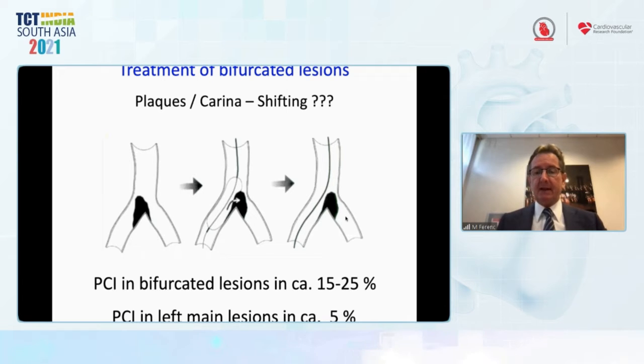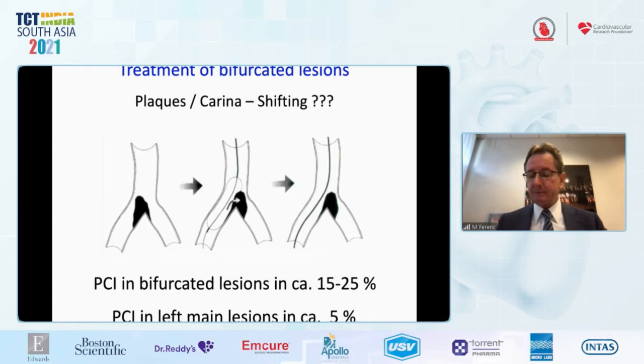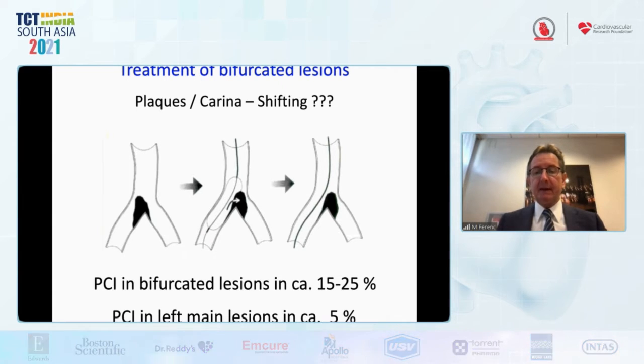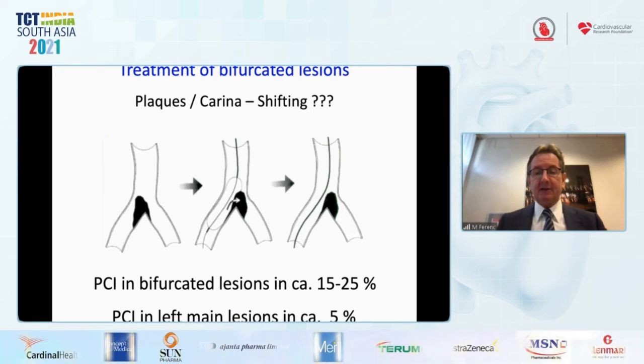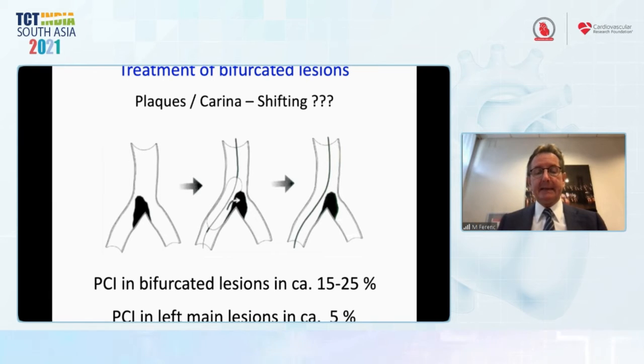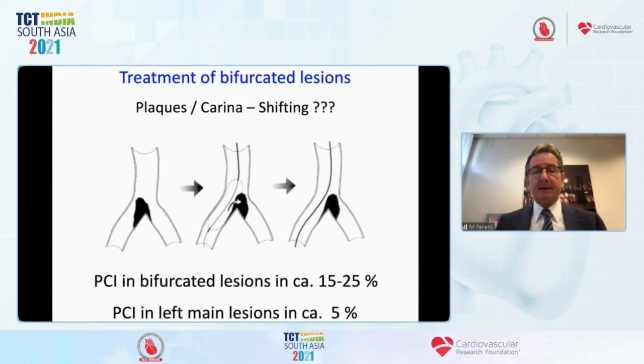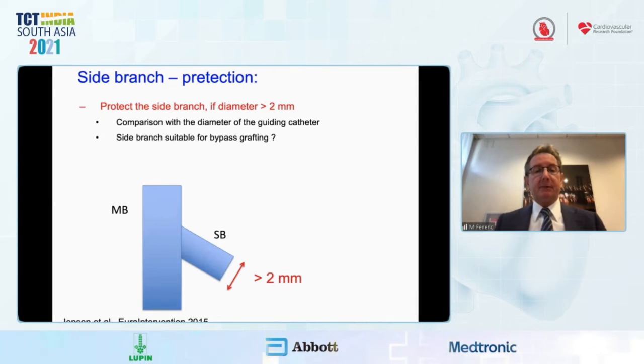Now we learned how to protect the side branch, how to do kissing, how to perform different double stenting techniques, and now we are really able to manage these bifurcation lesions in a very good way, including distal left main. So we will find lesions with bifurcations in around 20% of cases, and distal left main will be around 5%.